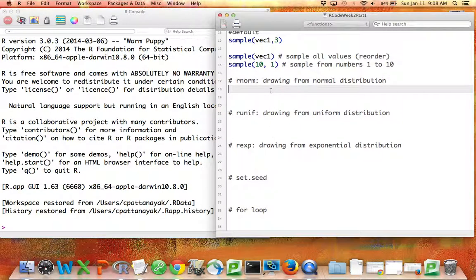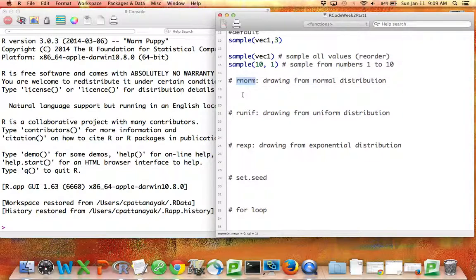The next set of commands that I'd like to look at is helpful for drawing random numbers from distributions that are famous, from distributions that have special names. For example, the normal distribution. The command for drawing random numbers from a normal distribution is called rnorm.